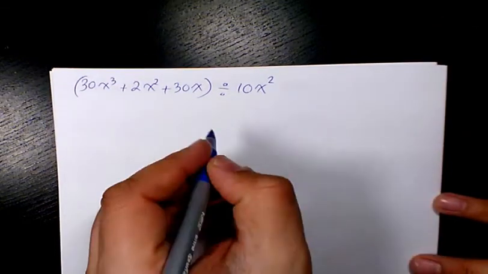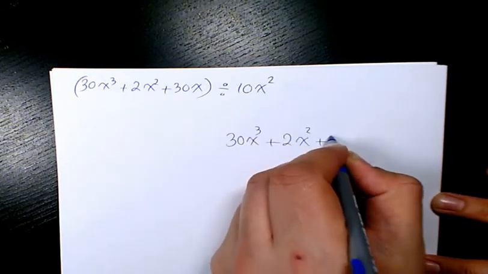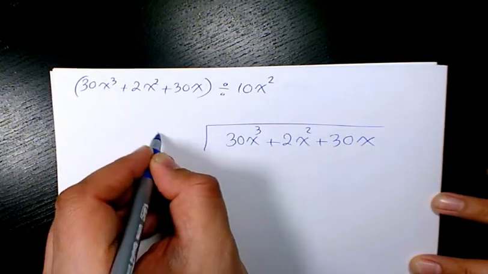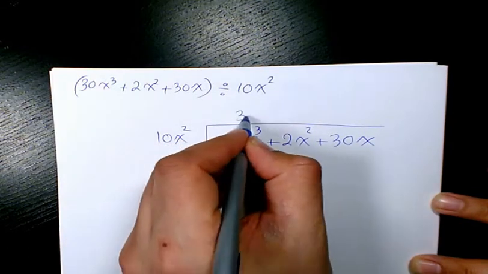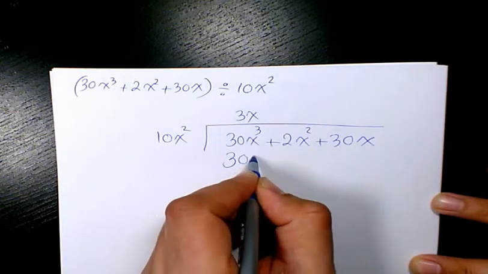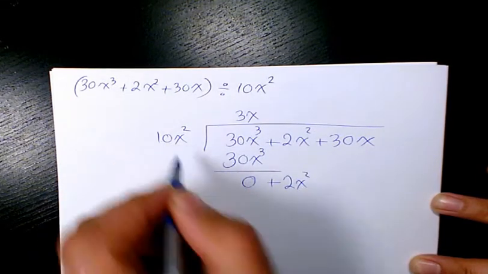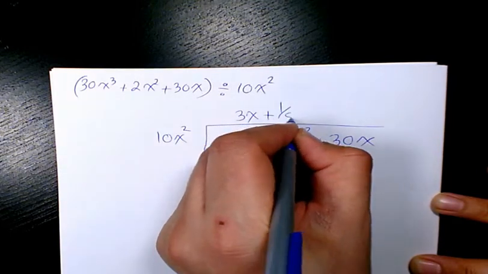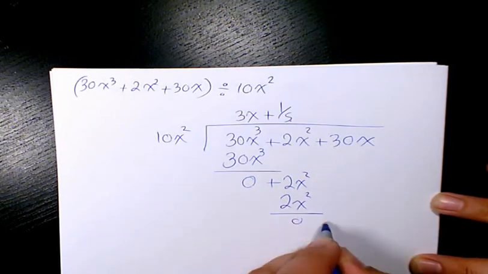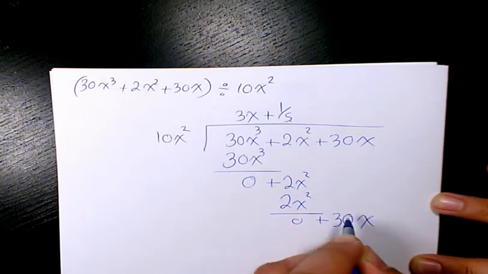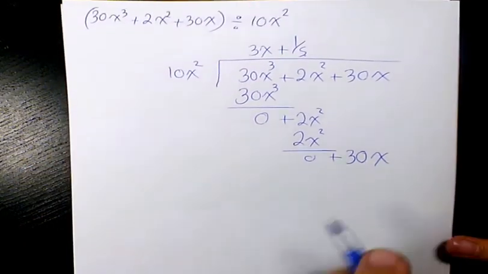Next one, we have 30x cubed plus 2x squared plus 30x divided by 10x squared. 30x cubed divided by 10x squared is going to be 3x. When you multiply it, it's going to be 30x cubed. Subtract, it's going to be 0. Then you bring this one down. 2x squared divided by 10x squared is going to be 1 over 5 or 2 over 10. When you multiply, it's going to be 2x squared. It's going to be 0. When you bring this one down, the order of it is less than the order of the divisor, so we can keep it as the remainder.